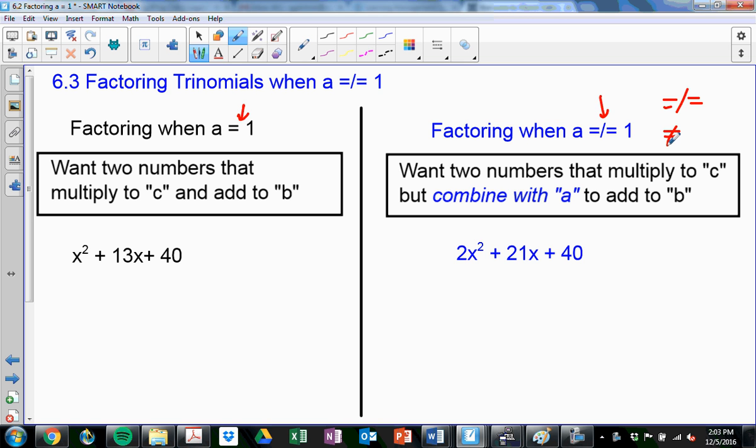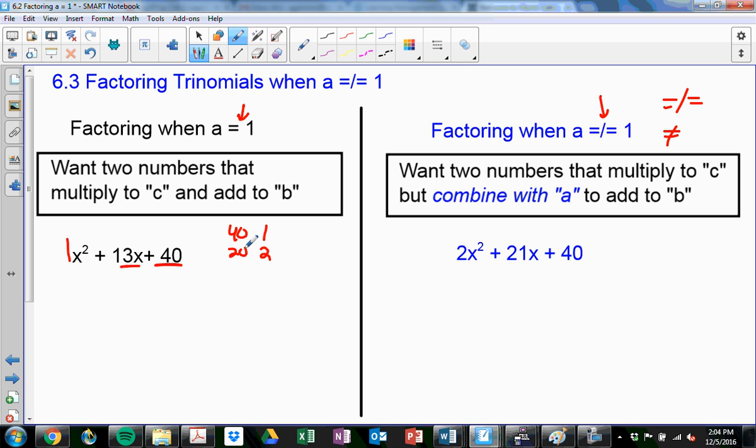When the a value is 1, you want to find two numbers that multiply to c and add to b. And if you write out the factors of 40, it's really helpful to just divide. Like 40 divided by 1 is 40. 40 divided by 2 is 20. 40 can't divide by 3. 40 divided by 4 is 10. 40 divided by 5 is 8. Those are all the factors of 40, because 40 can't divide by 6 or 7, and we've already got 40 divided by 8 right here.